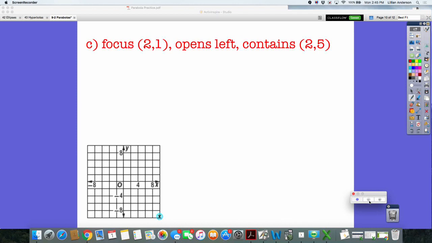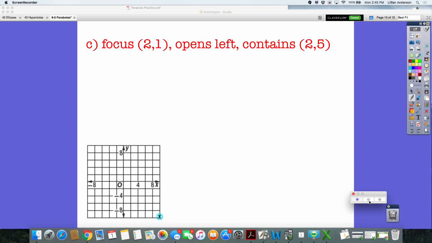Write this one down. It's not in there. All right, we're looking at this one. We have a focus at 2, 1. It opens left, and it contains the point 2, 5. Now, 2, 5 is a point that's on the parabola. When it says it contains a point, that means the parabola itself has that point 2, 5 on it.